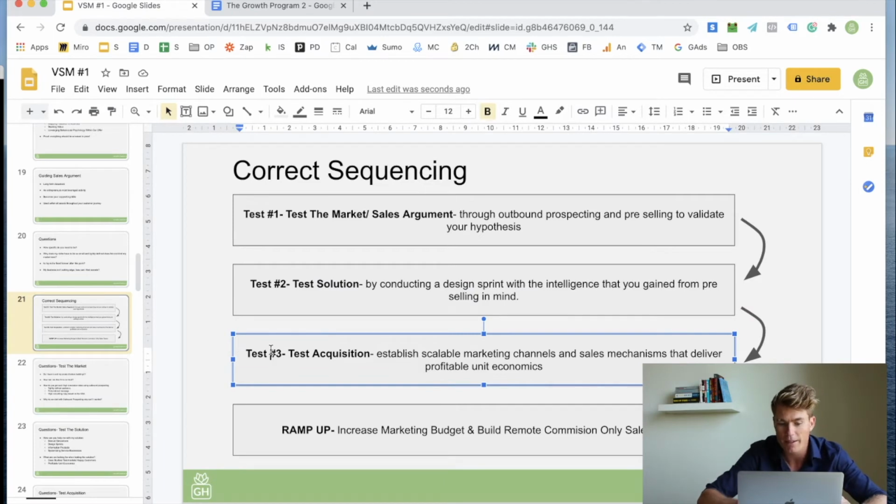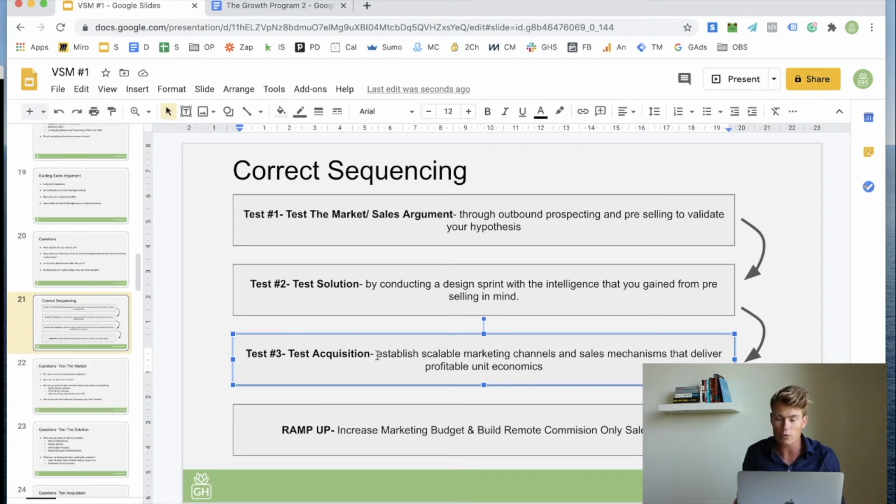So next up, we would test acquisition. We'll establish scalable marketing channels. For me, typically this is likely to be Facebook, okay? And we will use those channels to go out and test to see if we are able to get customers, generate leads, and then convert those leads.